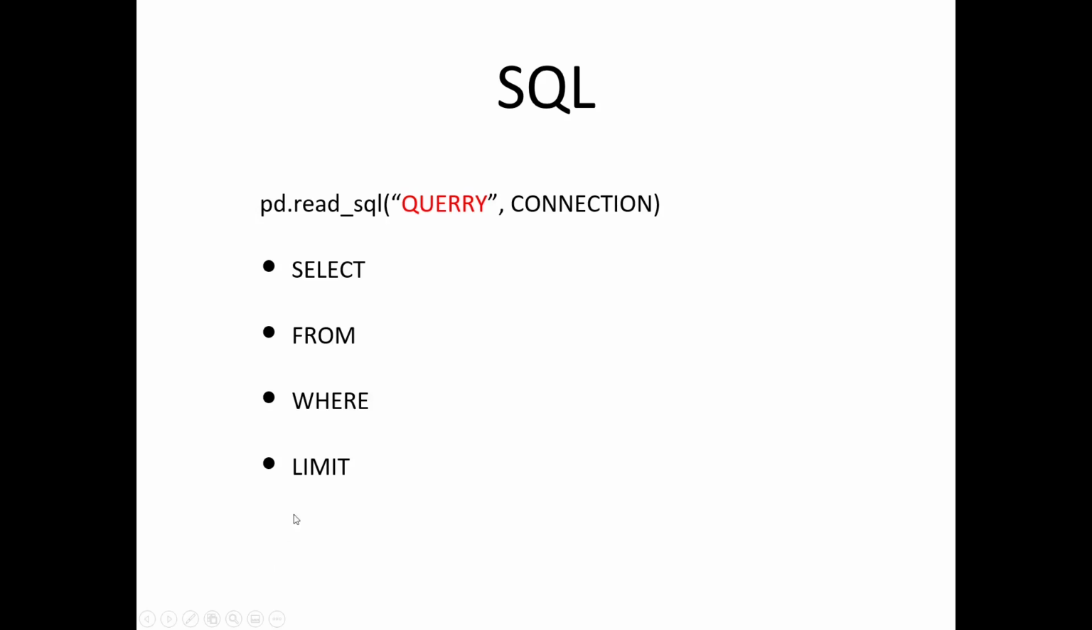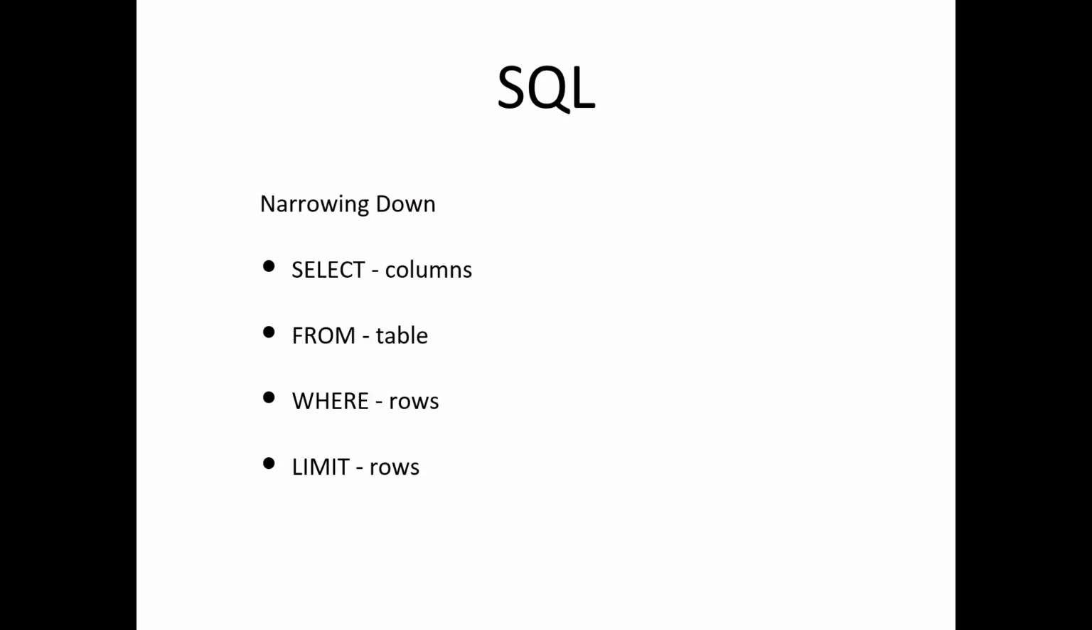And finally, the LIMIT option is going to take another parameter, a number, and that's just going to say only give me, LIMIT 3 is going to give me 3 rows. LIMIT 10 is going to give me 10 rows. So I'm not overwhelmed with data if I just want to take a look at things. Okay, so these are the narrowing down: SELECT those columns, FROM, choose the table, WHERE and LIMIT, narrow down the rows.